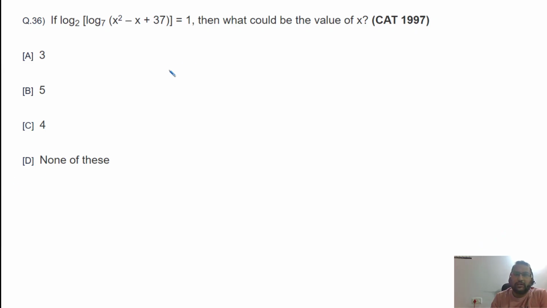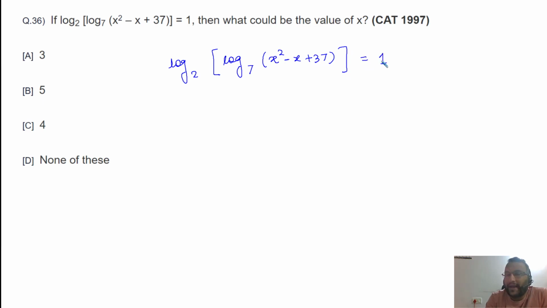The question is log of x square minus x plus 37 to the base 7 is equal to 1. So we need to find the possible value for x. Which property are we supposed to use? The property is, if log of a to the base b is equal to x, then we can conclude the value of a is nothing but b to the power x.